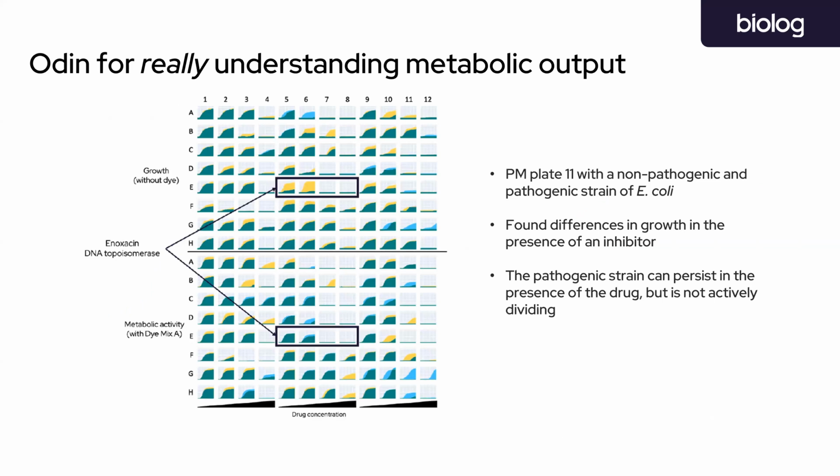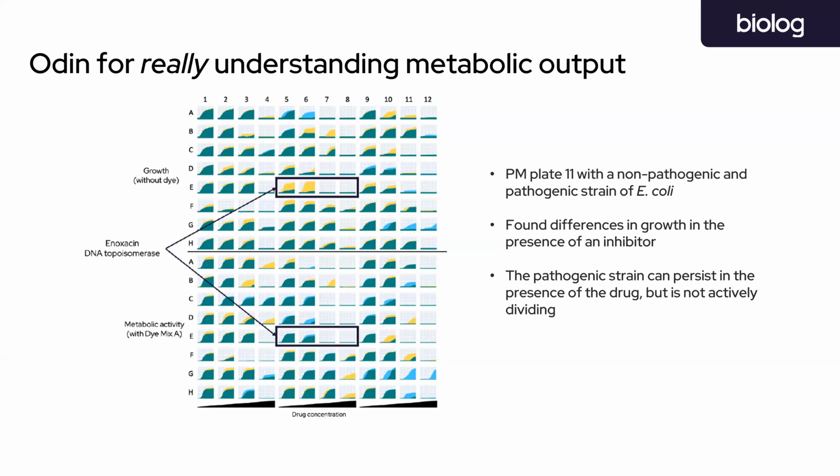So here you can see that we're running a single phenotype microarray plate. This is phenotype microarray plate 11, which has inhibitors in a titrated series of 4 increasing concentrations. So on the top, you see the plate without any dye, so we're looking at growth. And on the bottom, we're looking at metabolism that has the dye added.